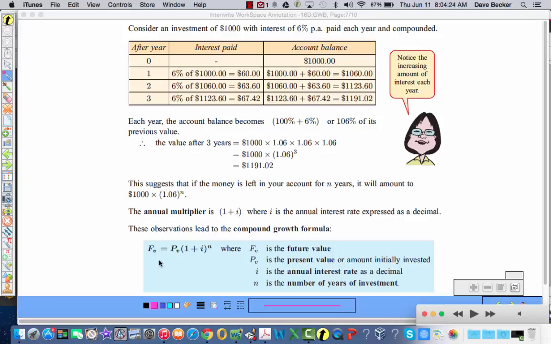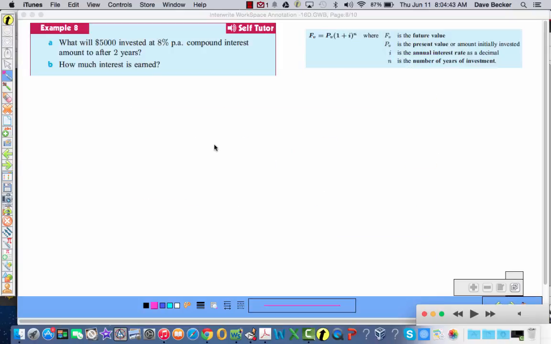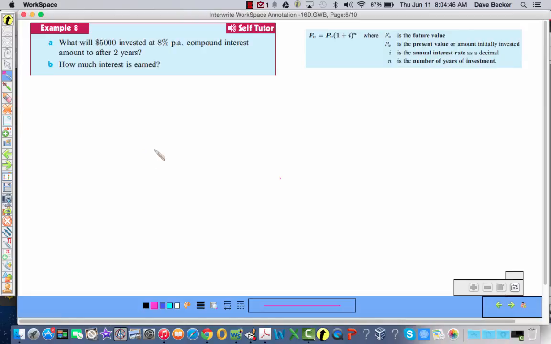So based on this, we get this wonderful formula. FV, future value, is equal to PV, the present value or amount initially invested, times 1 plus i, where i is the annual interest rate, and n is the number of years of investment. Pretty straightforward. So, question here is, what will $5,000 invested at 8% per annum compound interest amount to after 2 years? So FV equals PV times 1 plus i to the n.